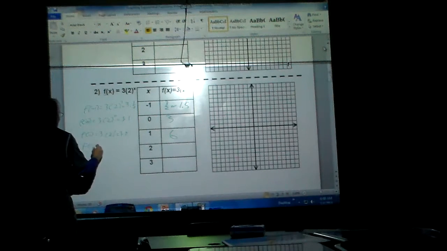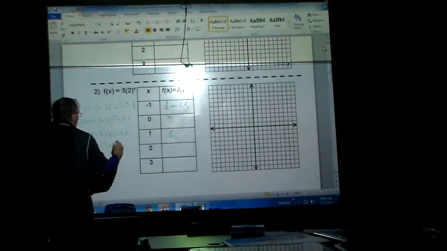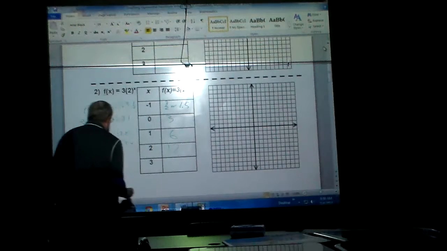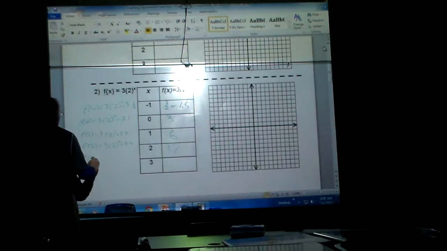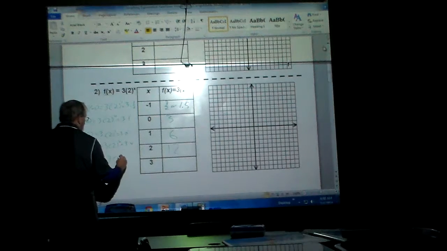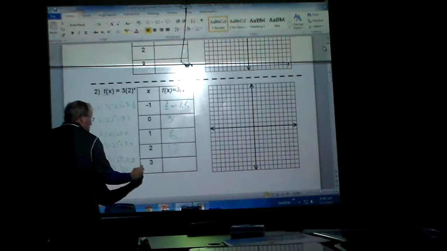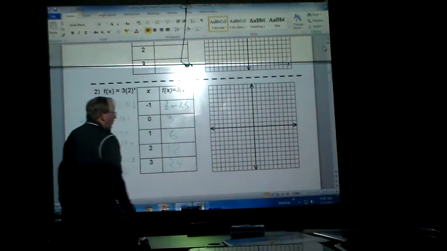And then we have f of 2, which will be 3 times 2 squared. 2 squared is 4, so 3 times 4 is 12. And then we have f of 3, which will be 3 times 2 cubed. 2 cubed is 8, because that's 2 times 2 times 2, which makes 4, which makes 2 more, which makes 8. So it's 3 times 8, which makes it 24.